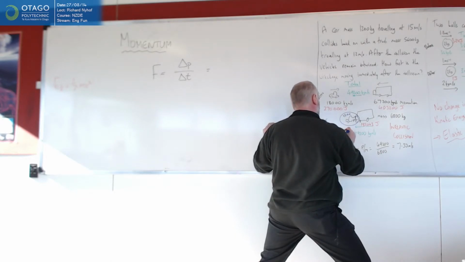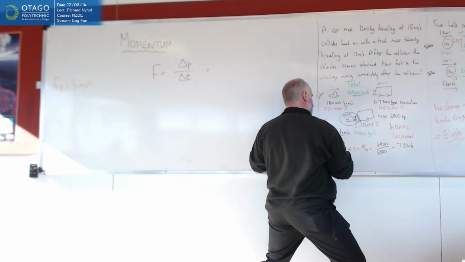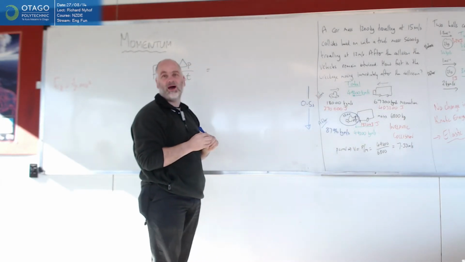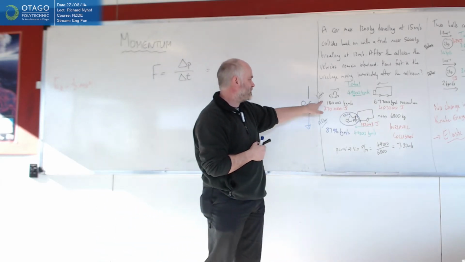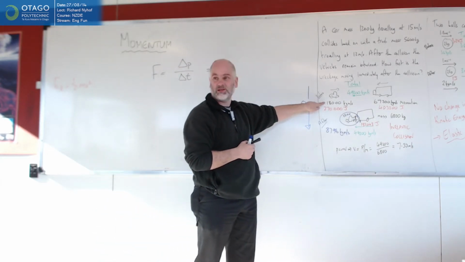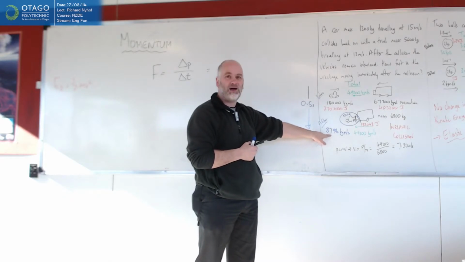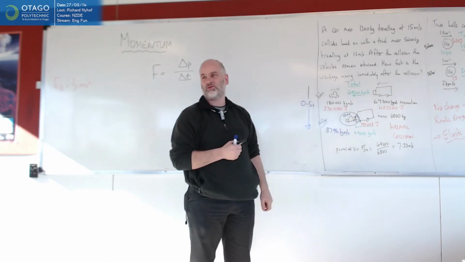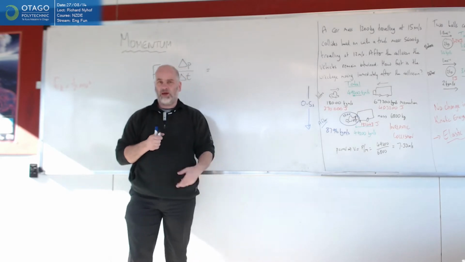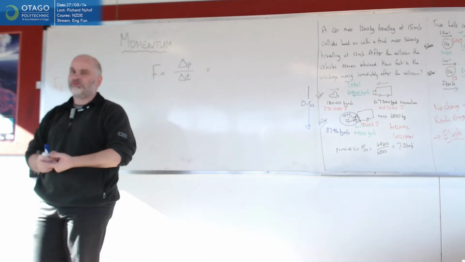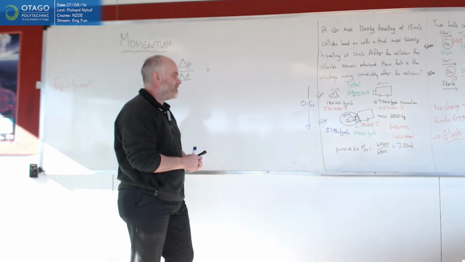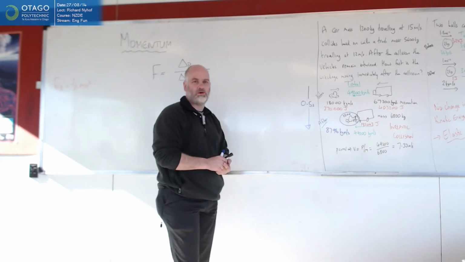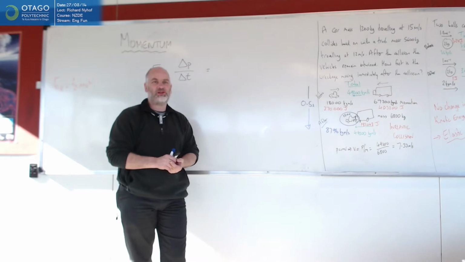8,796. Okay, so that's the momentum of the car after the collision. The momentum of the car before the collision was 18,000. Momentum of the car after the collision, 8,796. So how much is the momentum of the car changed by? 9,204 is one option.